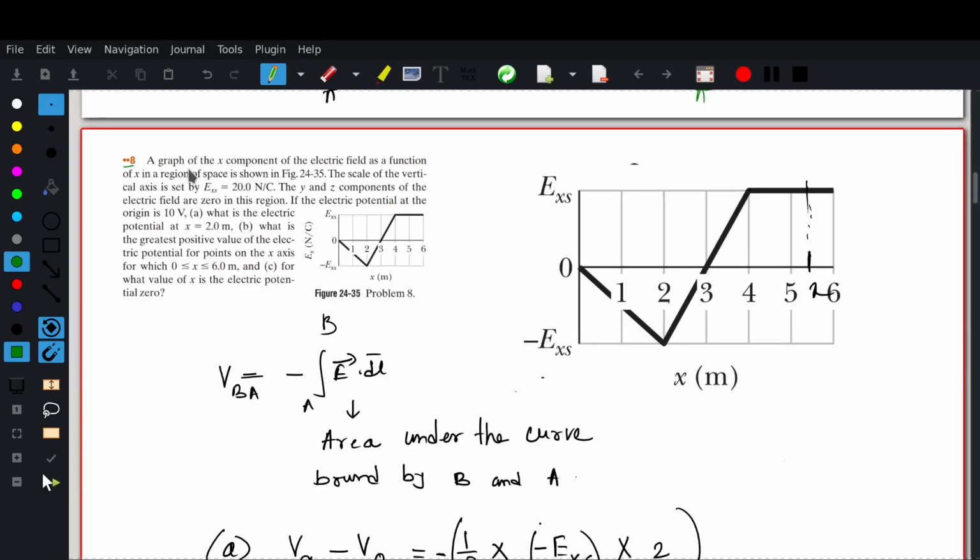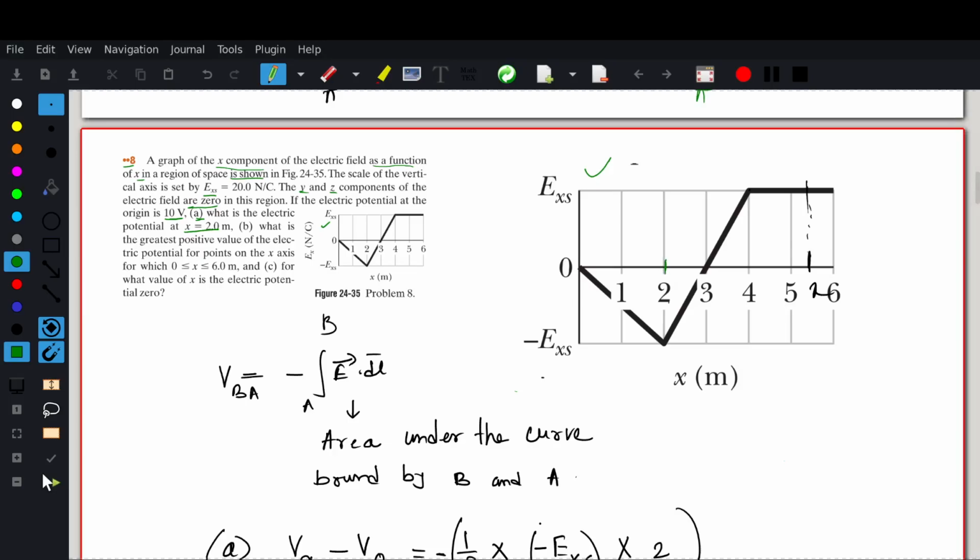Okay. A graph of the x component of the electric field as a function of x in a region of space is shown in this figure, which I have enlarged here. The scale of the vertical axis is set by some value of the electric field, and the y and z components of the electric field are 0 in this region. Now, if the electric potential at the origin is 10 volts, what is the electric potential at x equal to 2 meters?